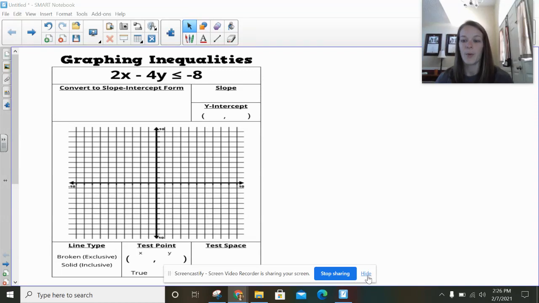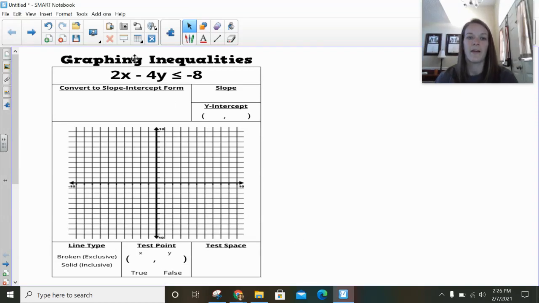All right, so today we're going to talk about graphing inequalities. We've talked about solving inequalities when they're in one variable. So now we're going to talk about graphing them, actually putting them on the graph on the coordinate plane and shading wherever we need to shade.